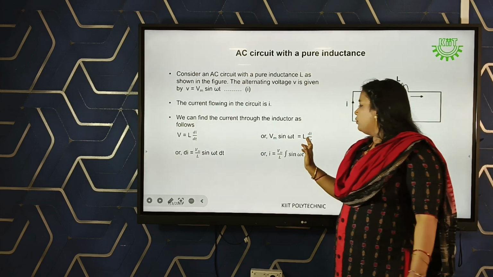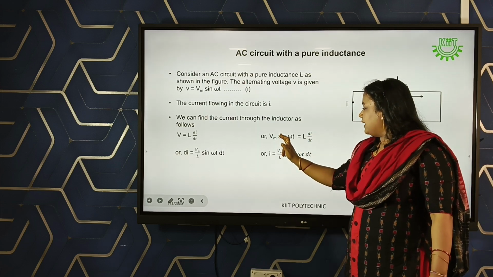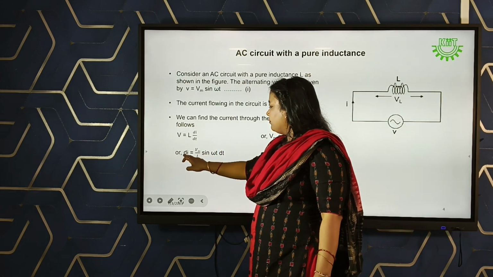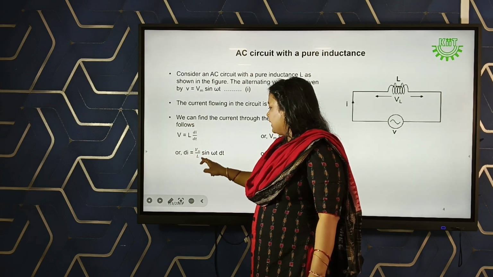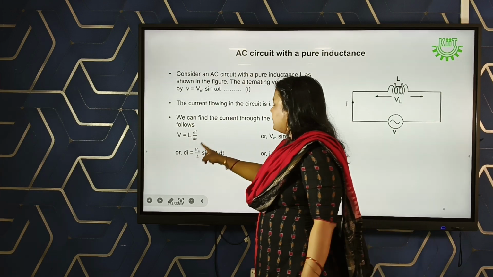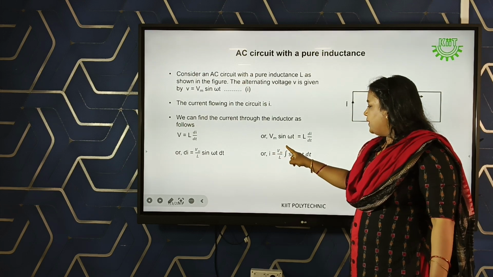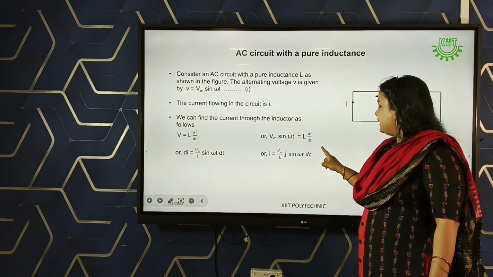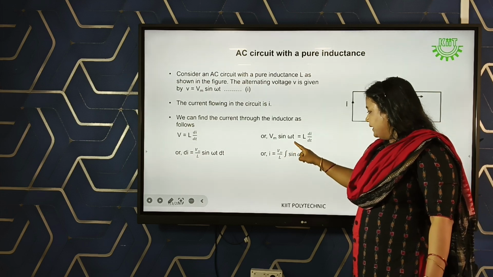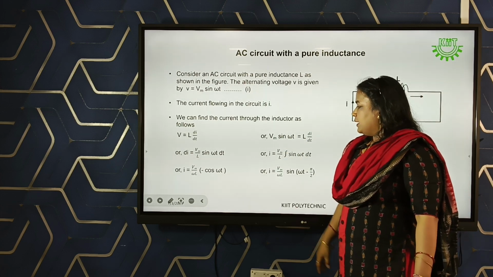Now we take L and dt to the other side, and then we calculate the di value. By cross multiplying, we get di is equal to Vm by L sin omega t dt. Again, by taking integration on both sides, we get our equation of I, which is equal to Vm by L integral of sin omega t dt. Vm by L is constant, so we have taken it outside the integration.